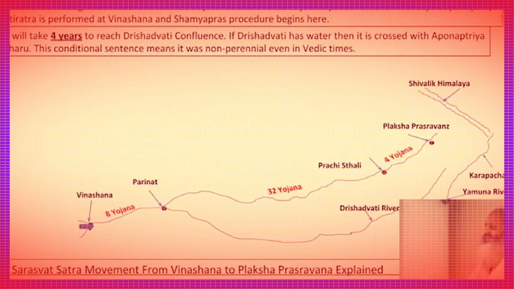If Drushyadvati has water, what does it say? It says that Drushyadvati is already a seasonal stream. In the time of the Vedic epoch, another testimony that in the Vedic epoch Drushyadvati is a seasonal stream, while Saraswati is a perennial stream, but only up to Vinashana. Now these are very interesting things. Then we start from there.